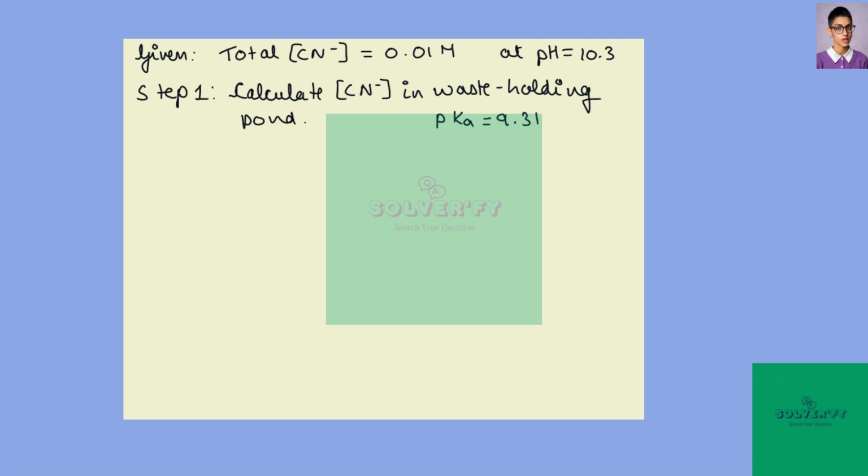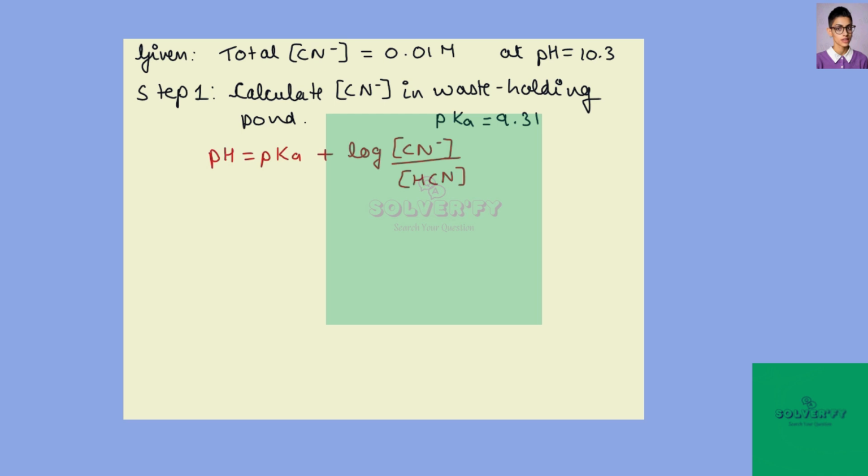So we will be using the Henderson-Hasselbalch equation to find the concentration of the cyanide ion. So here the Henderson-Hasselbalch equation is pH is equal to the pKa plus log of the concentration of cyanide ion divided by the concentration of HCN.